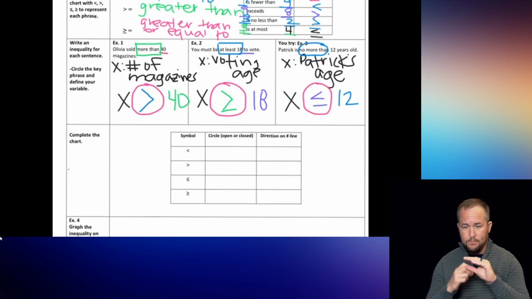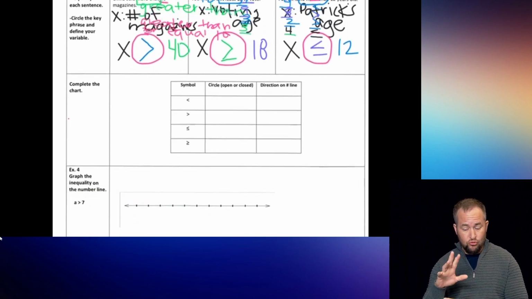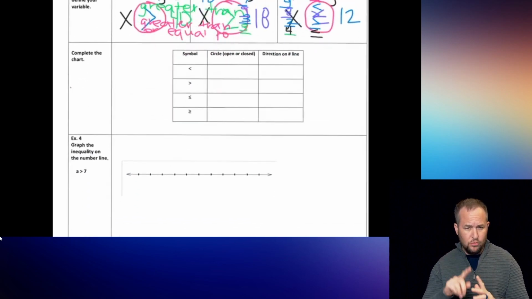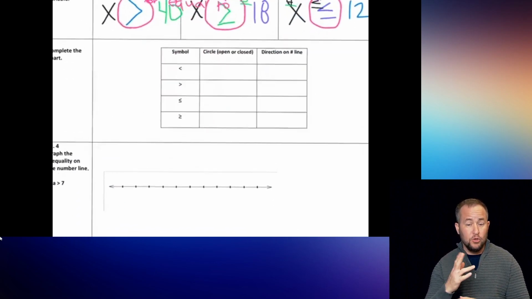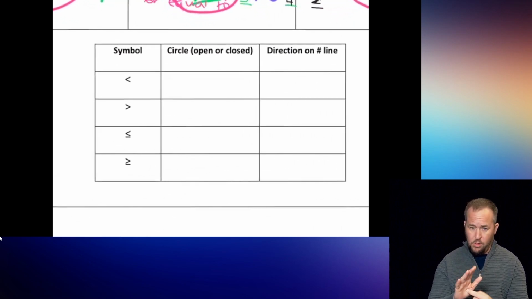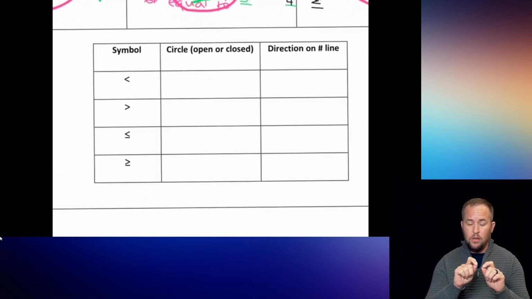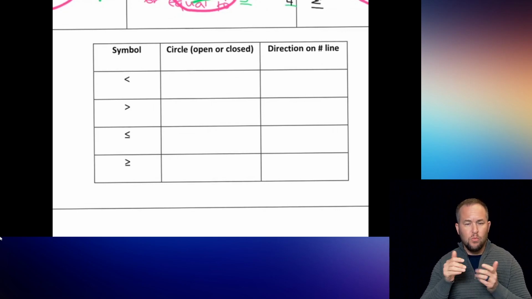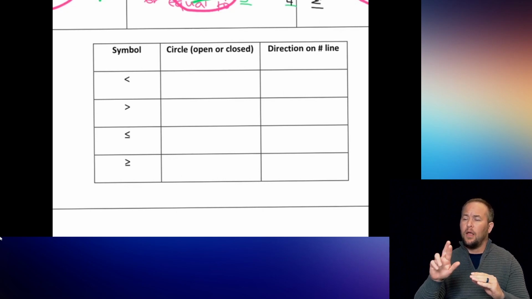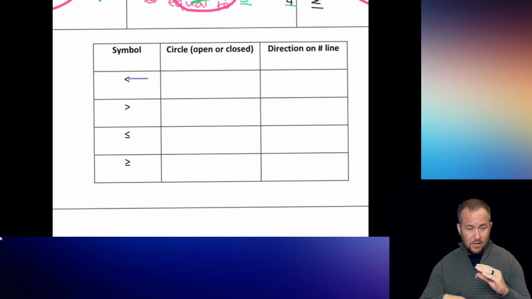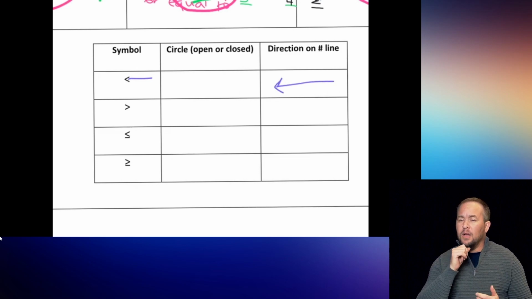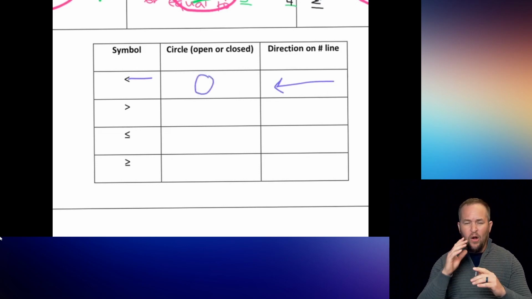All right, so now we're going to complete this chart down below before we actually start graphing these. So in this chart, we have a symbol. We're going to identify if it's an open or closed dot, and then the direction that we're going to shade on the line. So if my symbol looks like this, I kind of treat this like it's an arrow, and so if it's a less than symbol, I know that essentially I'm going to shade in that direction, so I'm going to go ahead and start there. And then also, because it doesn't have a line underneath, I know that this is an open circle.